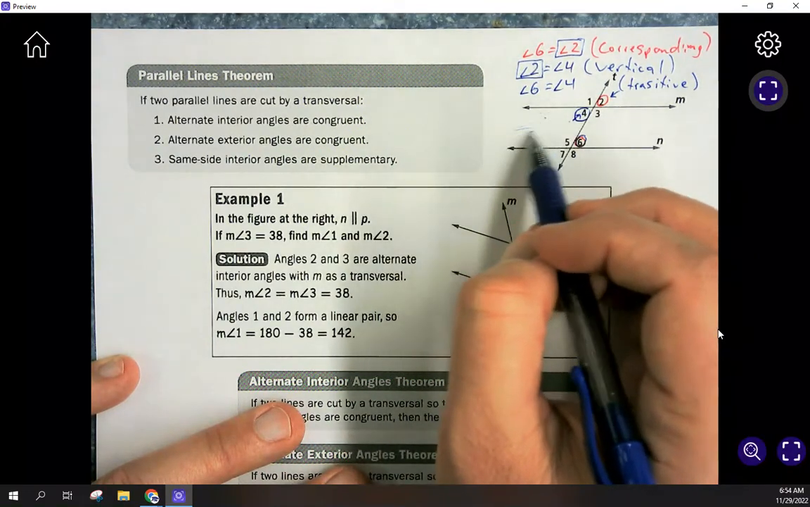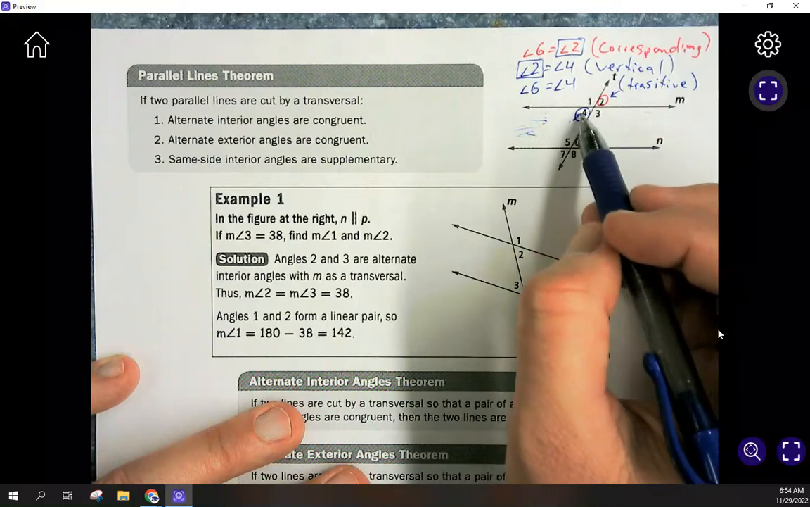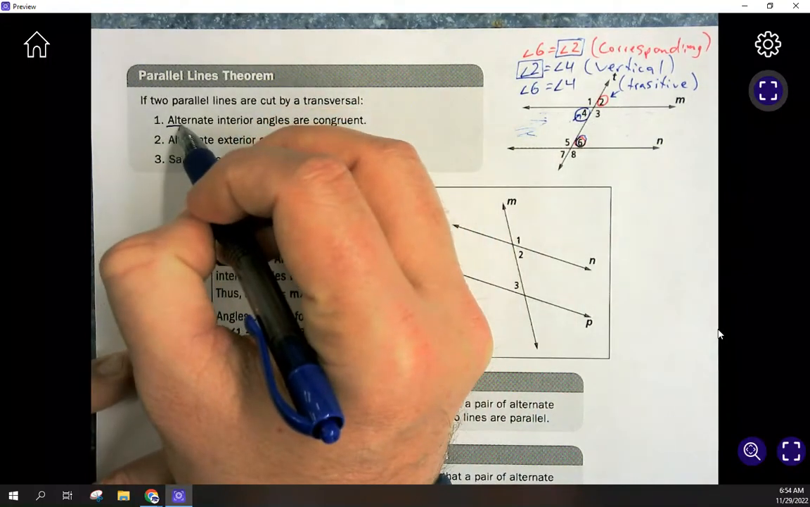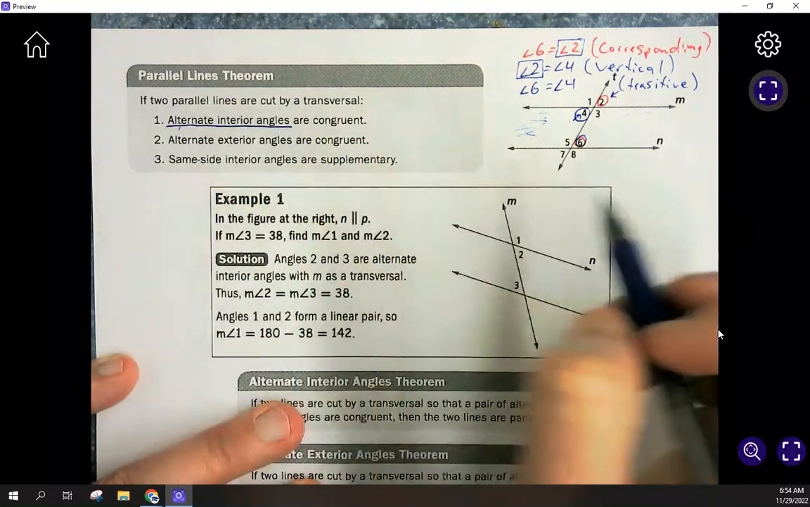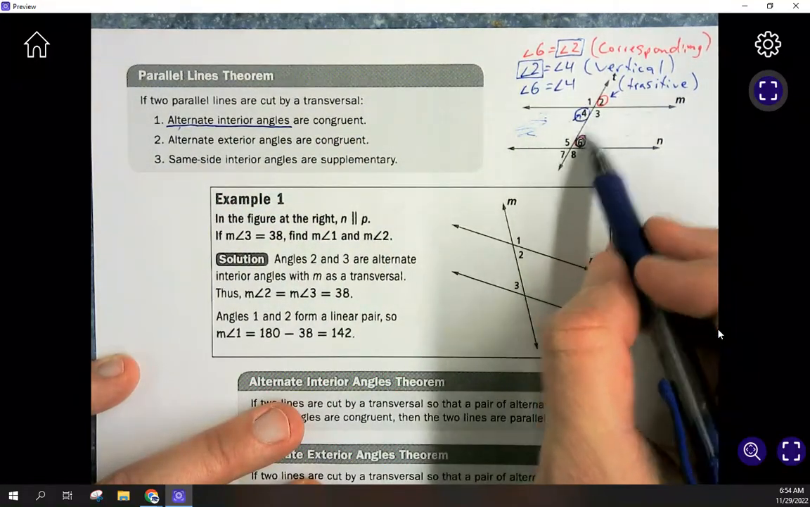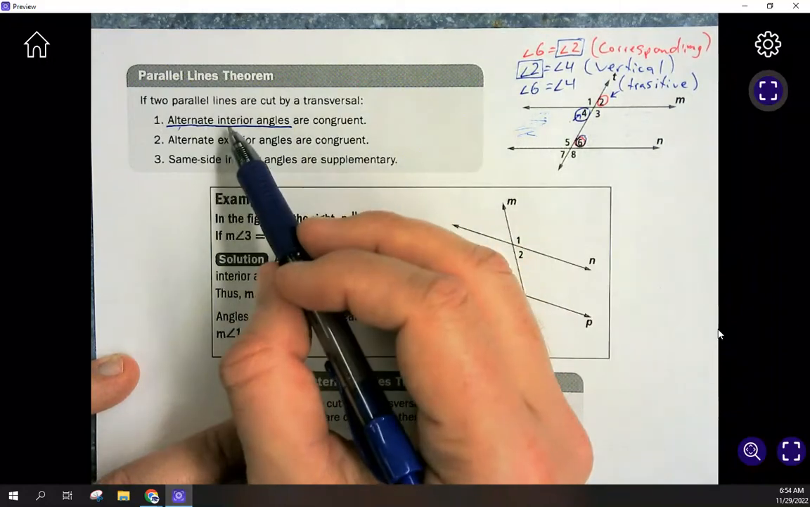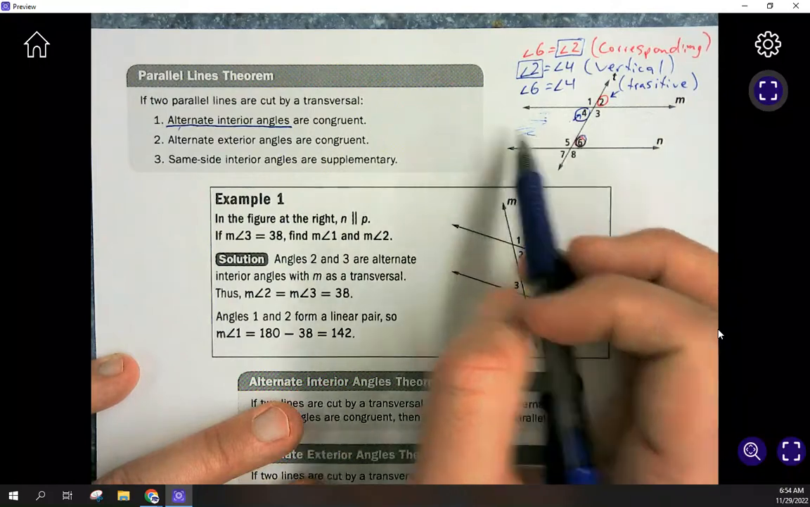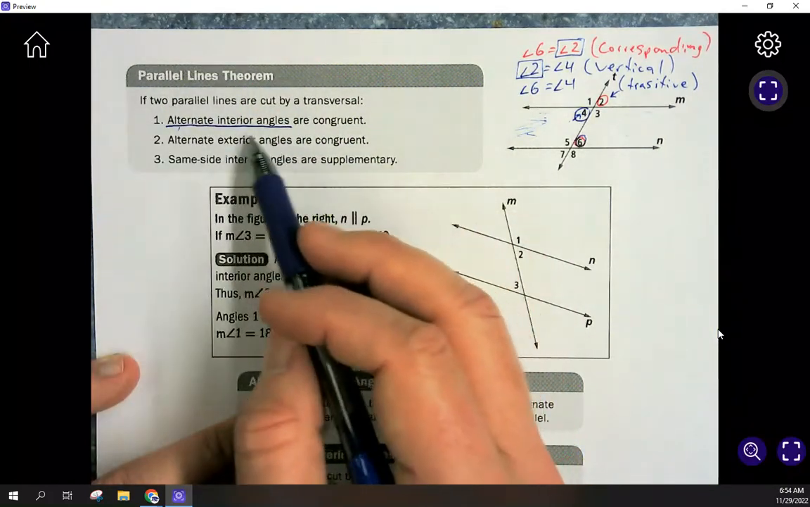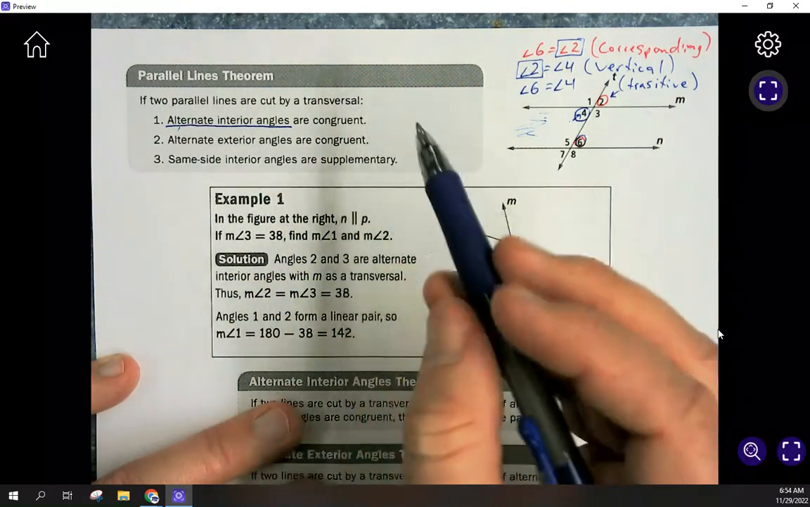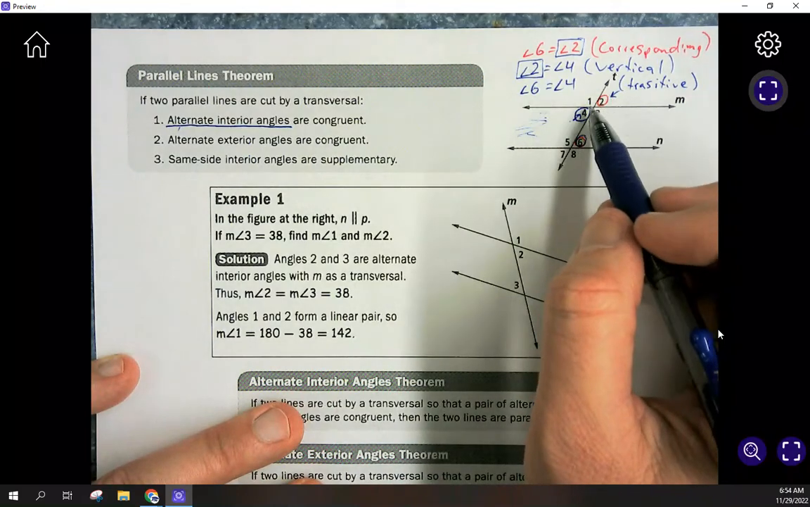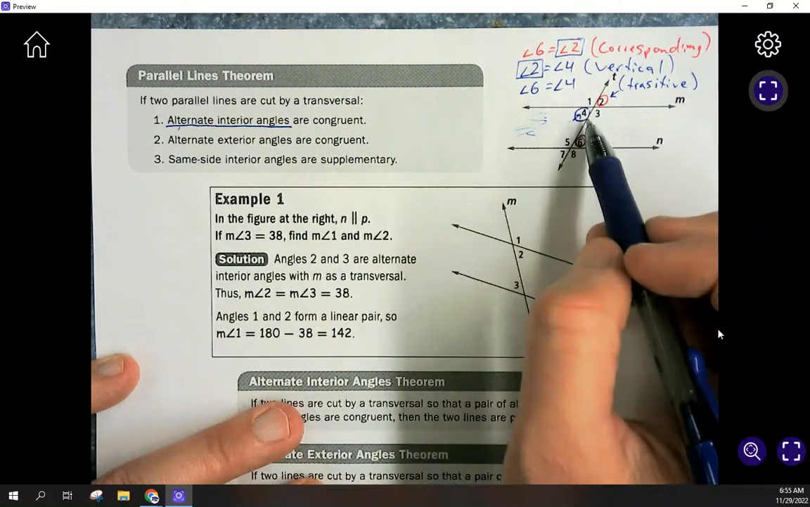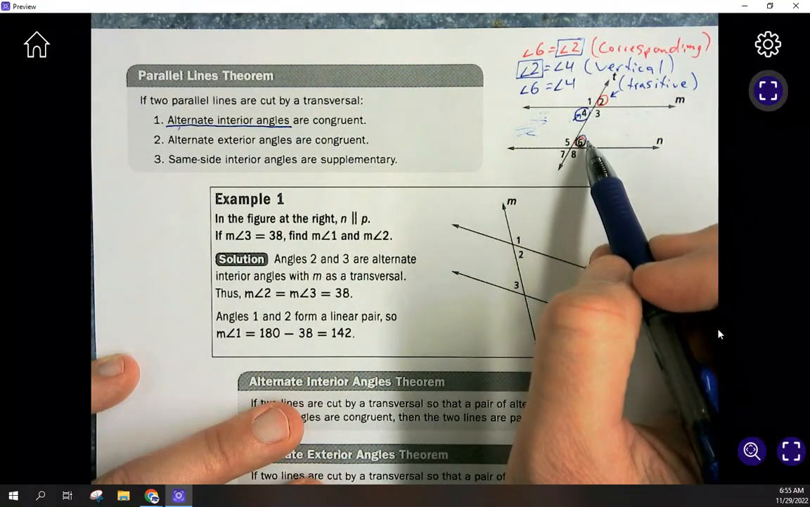Take a look at what these are. They're on the inside, and they're on opposite sides of the transversal. Okay, these are called alternate interior angles. Alternate, again, being on opposite sides of the transversal. Interior meaning being between the parallel lines. So we can just now go straight to this. Alternate interior angles are always congruent. Instead of talking about correspondings and verticals, we can skip that because of the transitive property and now directly relate alternate interior angles.